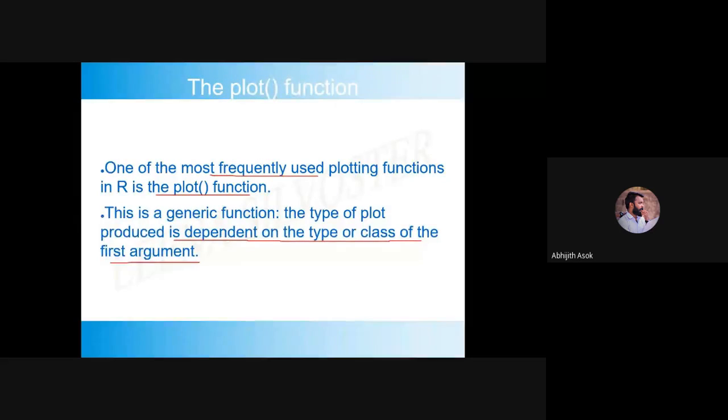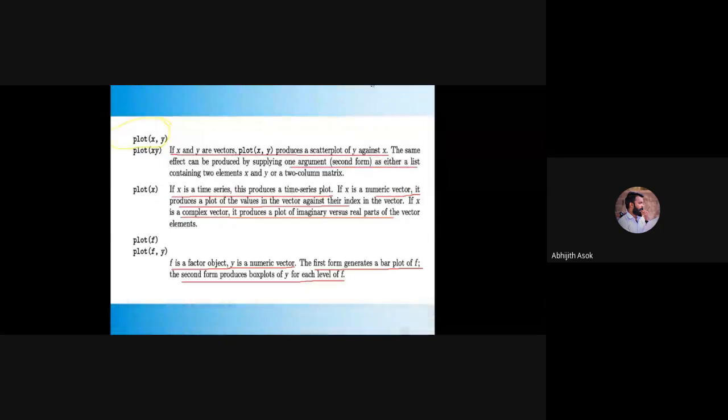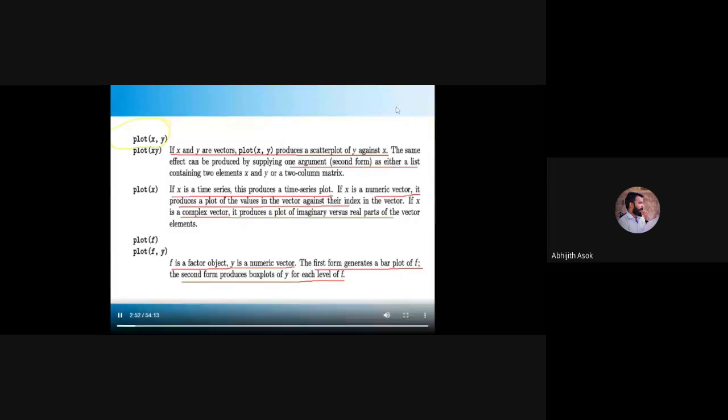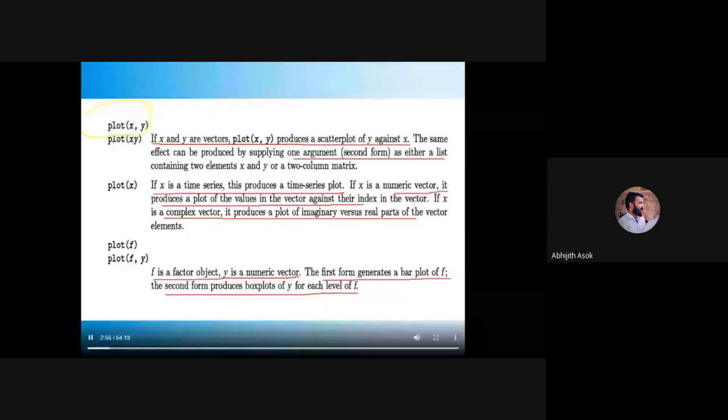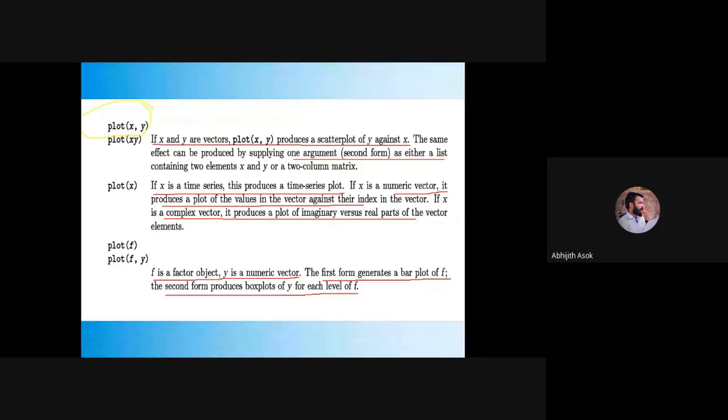One of the most frequently used plotting functions is the plot function. It depends upon the type or class of the first argument. So the syntax is plot(x, y). Plot(x, y) means if x and y are vectors, it will produce a scatter plot. If you are supplying a single argument, then it will be either a list containing two elements, x and y, or a two-column matrix.